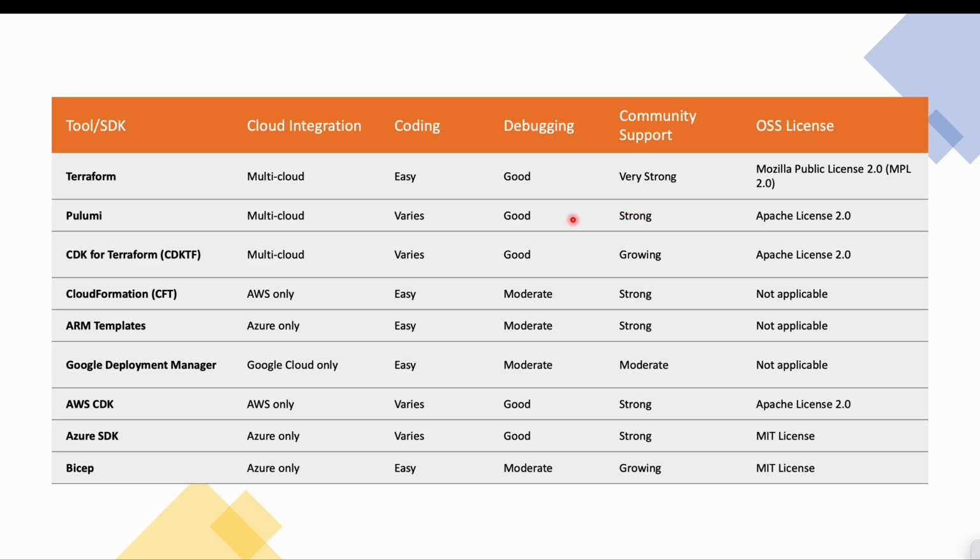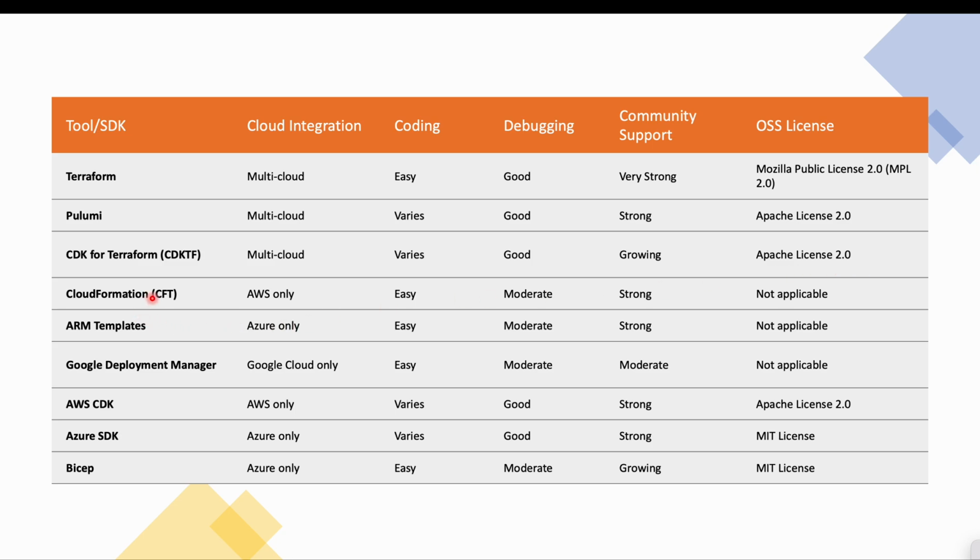Comparatively, Pulumi is next, and CDK for Terraform is just growing. When you come to the license part, actually all these tools are open source. Terraform has the open source Mozilla Public License, Pulumi has Apache License 2.0, and CDK for Terraform also has Apache License 2.0.